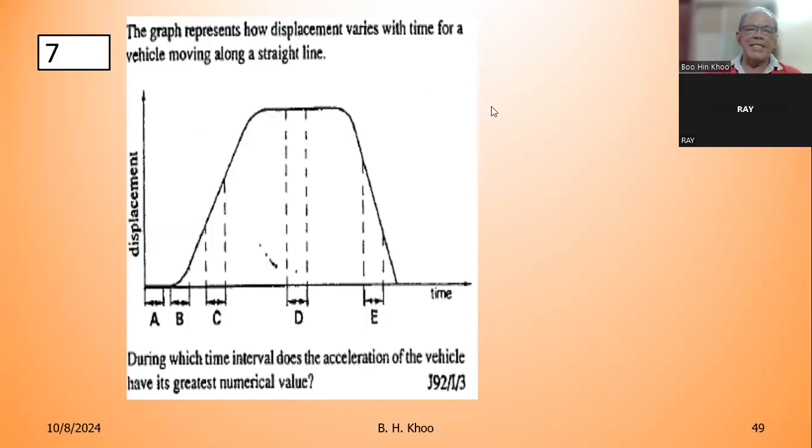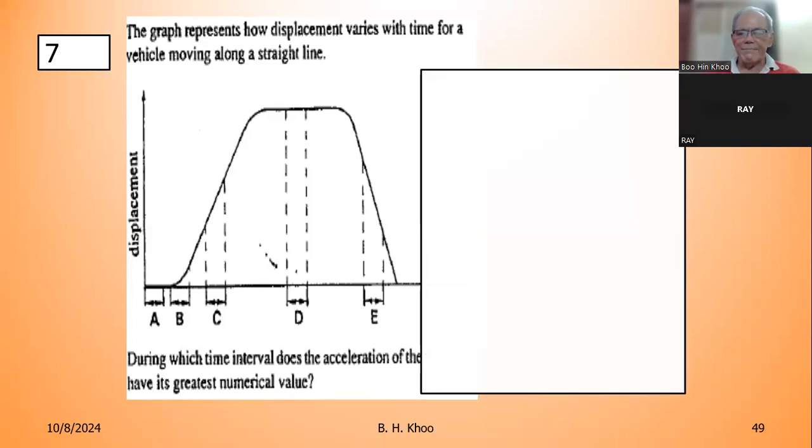Okay, the graph represents how displacement varies with time for a vehicle moving along a straight line. During which time interval does the acceleration of the vehicle have its greatest numerical value? You should be able to read the displacement-time graph. Velocity is equal to the gradient.